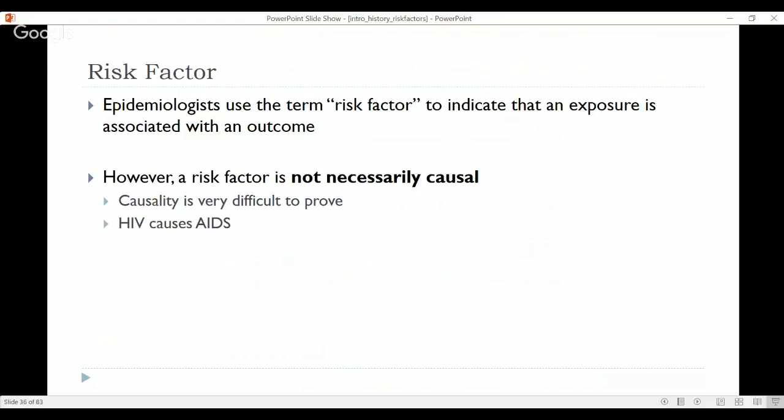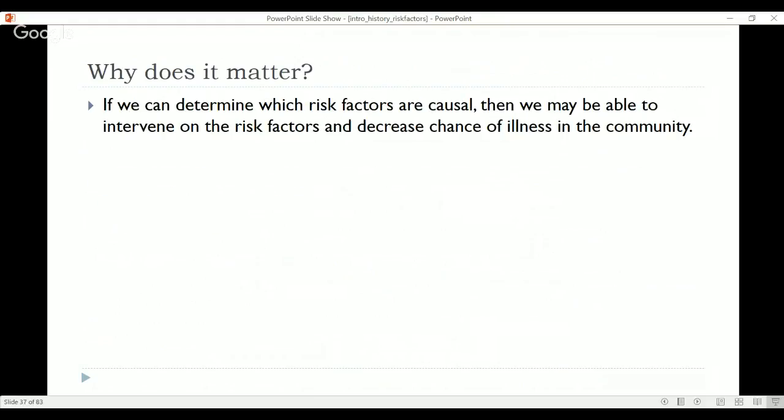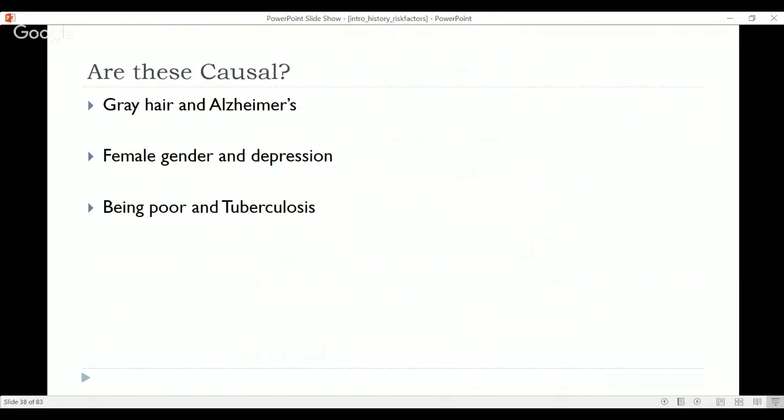The thing to keep in mind here, and why this is the first step, is that a risk factor is not necessarily causal. Causality is very difficult to prove, and we're going to have entire lectures where we just talk about how you determine something's causally related. So we know that HIV causes AIDS. And the reason this matters is that if we can determine which risk factors are causal, then we may be able to intervene on the right risk factors and decrease the chance of illness in the community, because you don't want to direct resources in the wrong area.